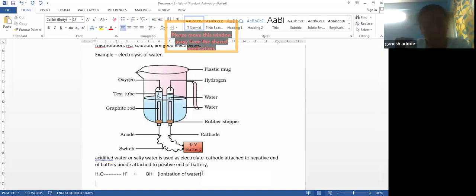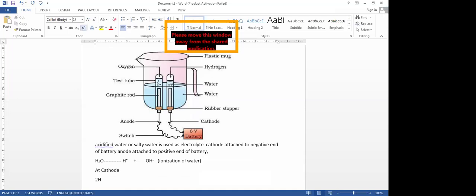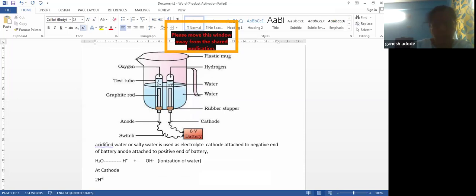Now what will happen? We are going to consider the reaction at the cathode. What happens in the cathode? Actually in the cathode, two hydrogen ions. Now I'm balancing the reaction, so directly I'm writing that the two hydrogen ions are coming towards the cathode, right?